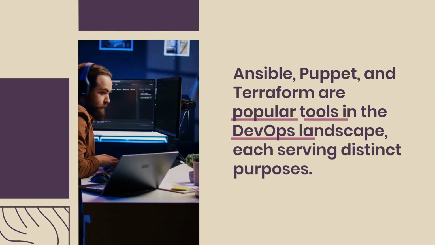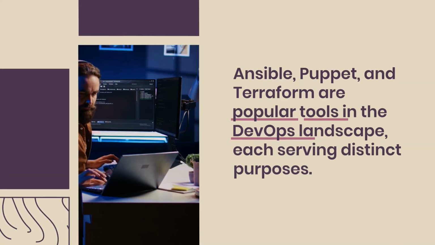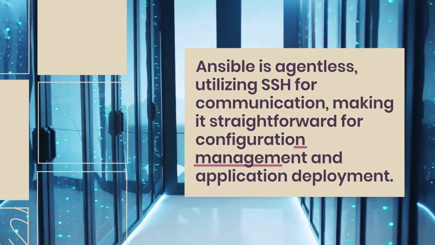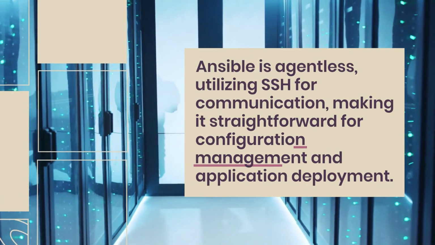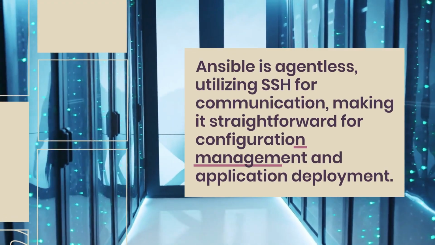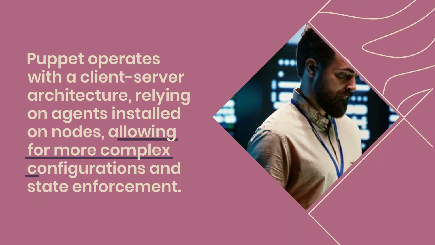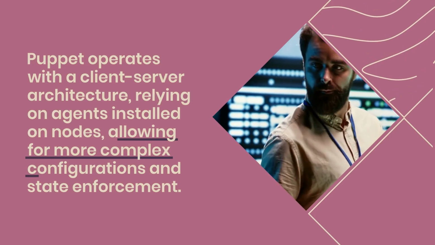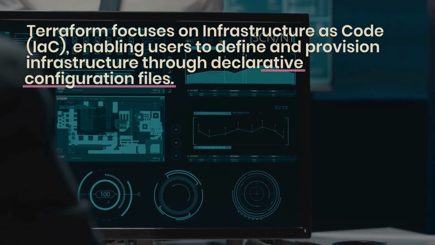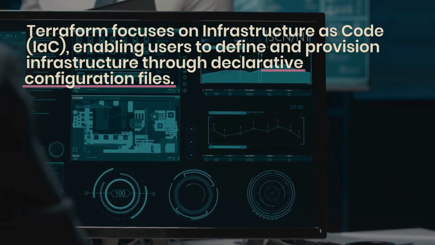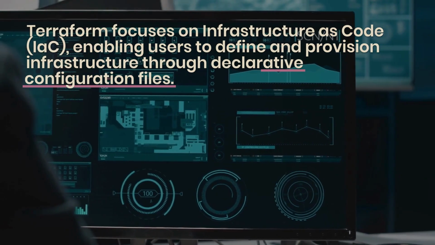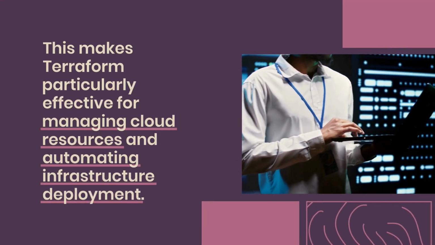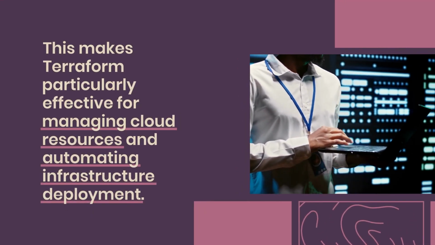3. What are the key differences between Ansible, Puppet, and Terraform? Ansible, Puppet, and Terraform are popular tools in the DevOps landscape, each serving distinct purposes. Ansible is agentless, utilizing SSH for communication, making it straightforward for configuration management and application deployment. Puppet operates with a client-server architecture, relying on agents installed on nodes, allowing for more complex configurations and state enforcement. Terraform focuses on infrastructure as code, IAC, enabling users to define and provision infrastructure through declarative configuration files. This makes Terraform particularly effective for managing cloud resources and automating infrastructure deployment.